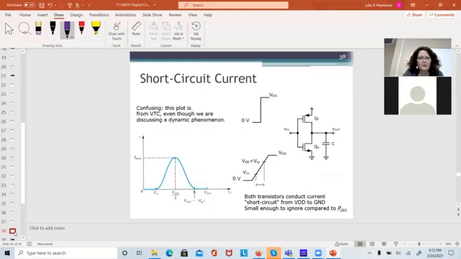And yeah, the short circuit current. Basically the concept is the edges don't change abruptly. They take time to change. So there's a little bit of time where both transistors are on. Your NMOS is on, and your PMOS is still on. You have a short circuit between VDD and ground, and you get a peak current right in between those switching times.